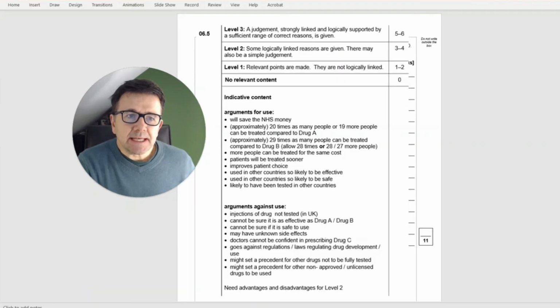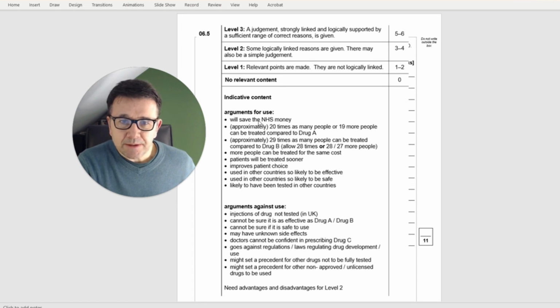So it's a 6-mark question. It's going to be split into levels. Okay, so 1 to 2 marks. Level 1, relevant points are made, they're not logically linked. Level 2, some logically linked reasons are given. There may also be simple judgments. And if you look at the bottom here, it says need advantages and disadvantages for level 2. So if you only gave advantages, you're limited to 2 marks.